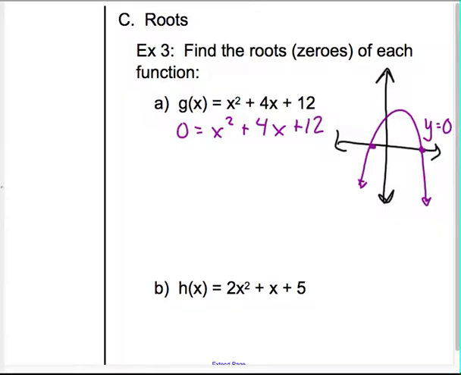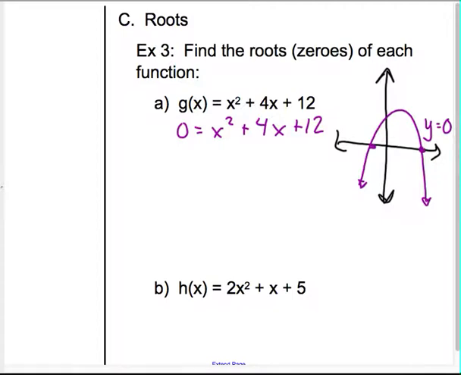And the first thing that I think about when I'm solving a quadratic equation is, does it factor? Are there any numbers that multiply to 12 and add to 4? Well, 12 times 1 is 12, but that adds to 13. 6 times 2 is 12, but that adds to 8. And 3 times 4 is 12, but that adds to 7. So this one doesn't factor.